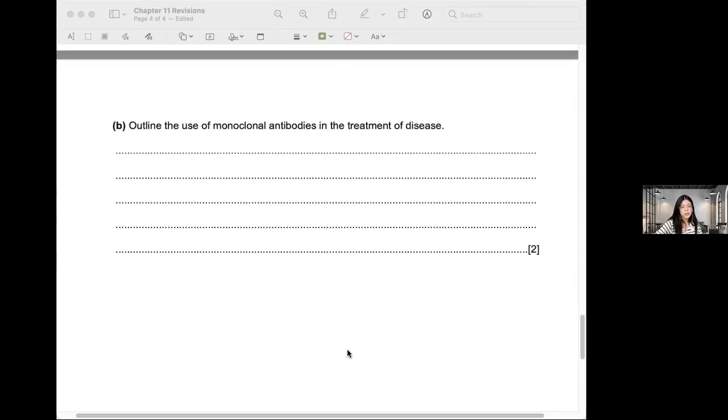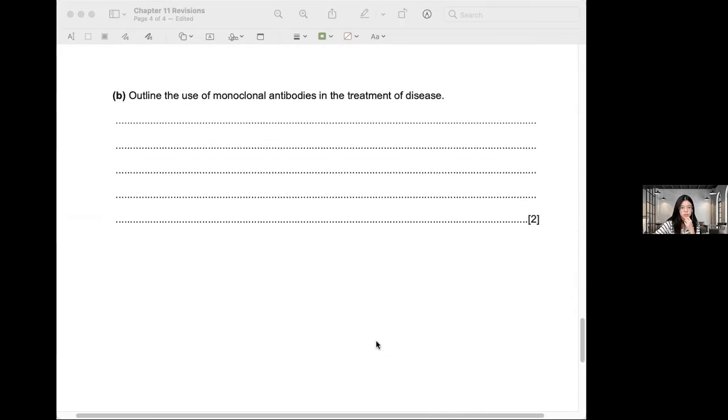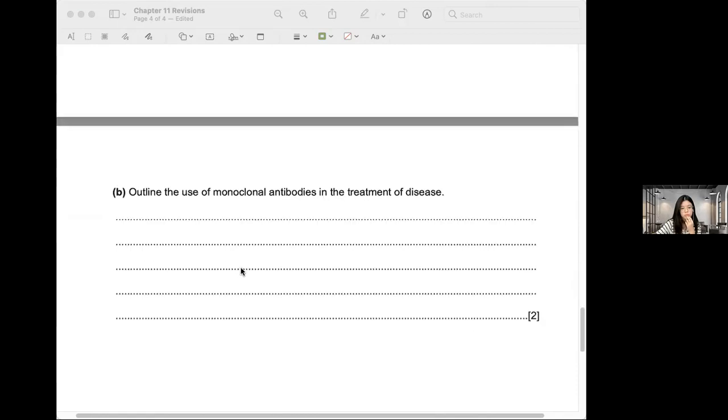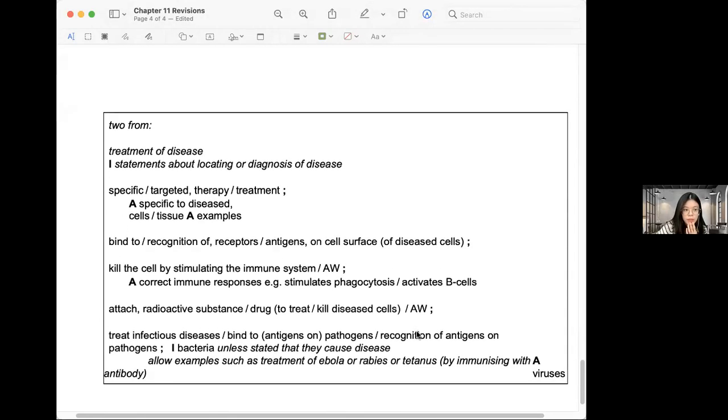Okay, outline the use of monoclonal antibodies in the treatment of disease. Anyone want to try? No? You can talk about cancer. Maybe I'll just explain because it's running out of time. Okay, let's look at the answer scheme.